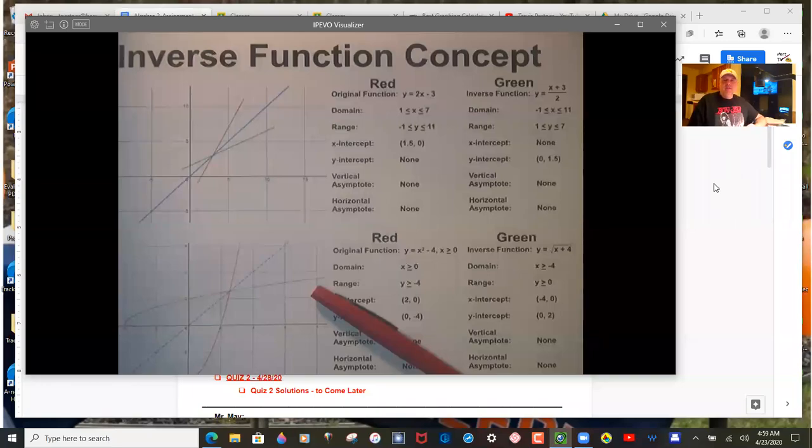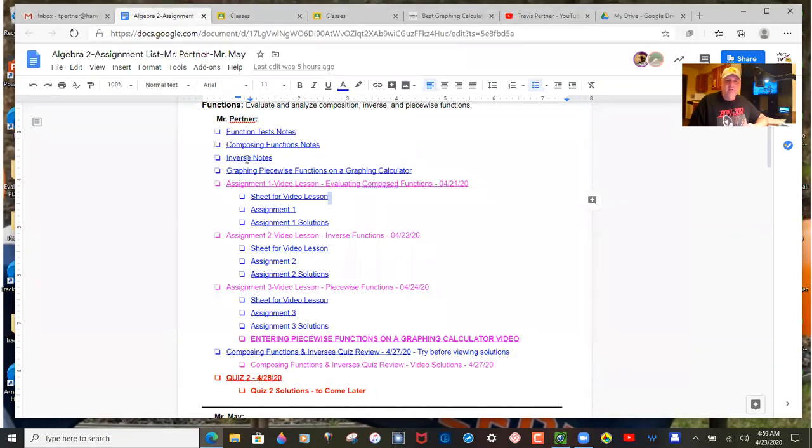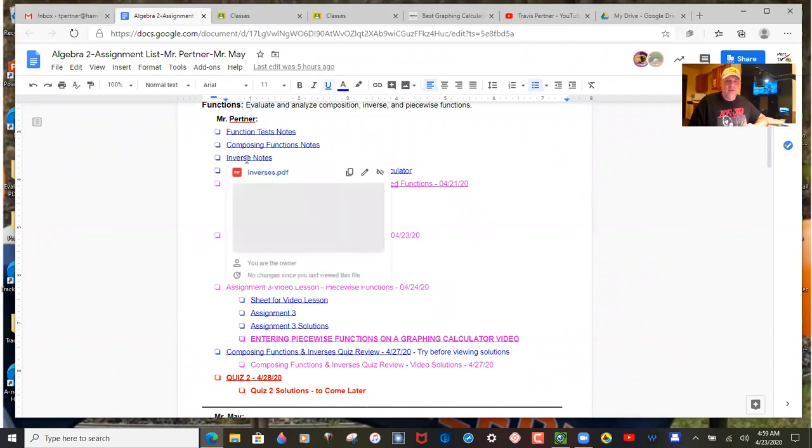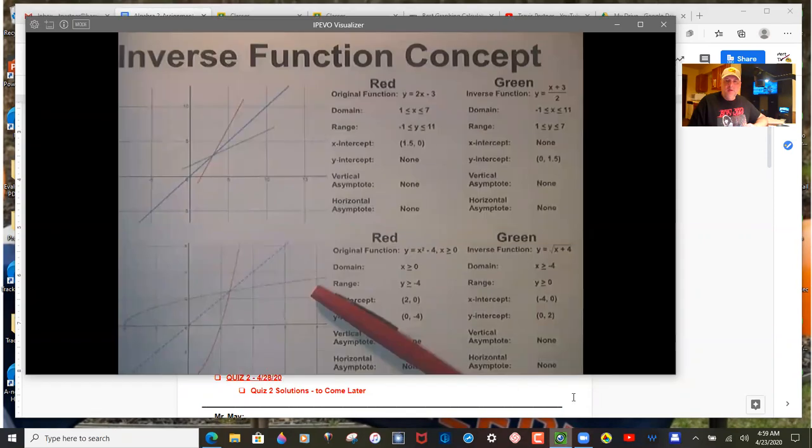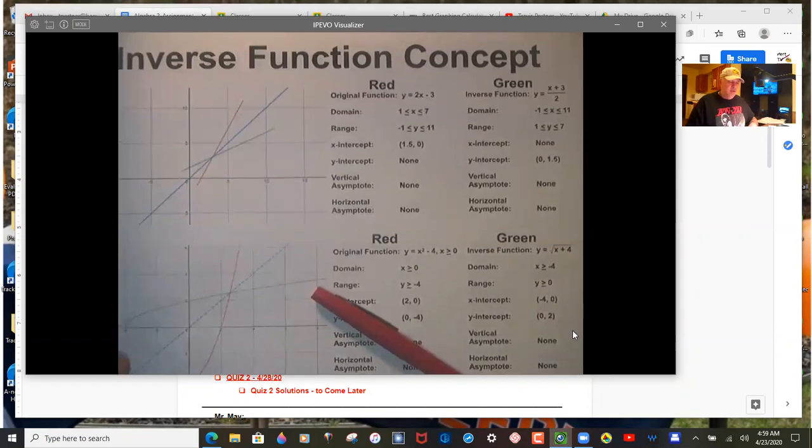Hello, everyone. So this is the assignment on inverse functions. What you might want to do is take a look at the notes, which is right here, inverse notes. Just take a look at them before you begin this assignment.